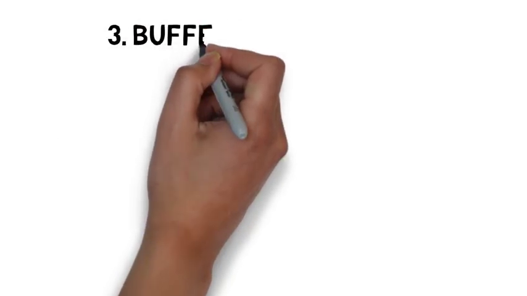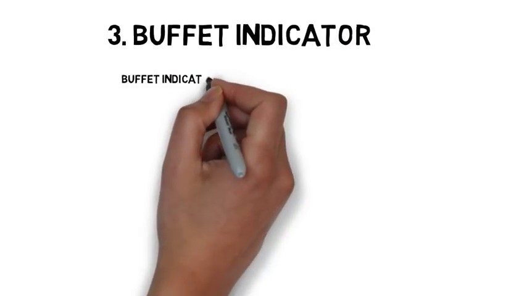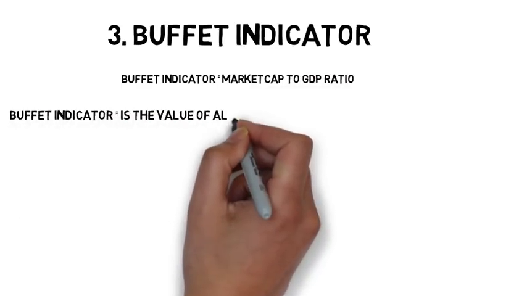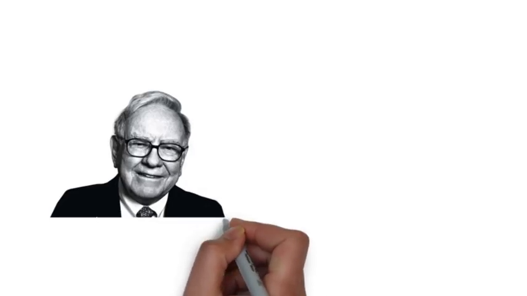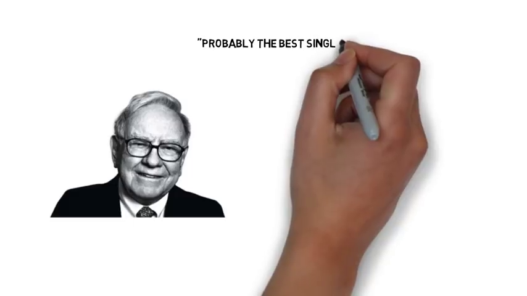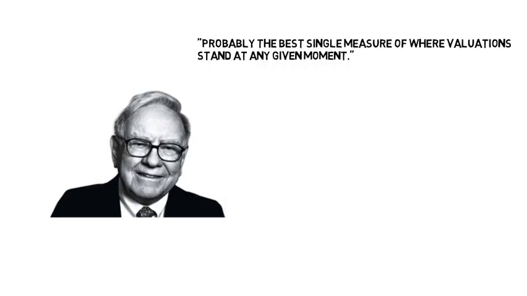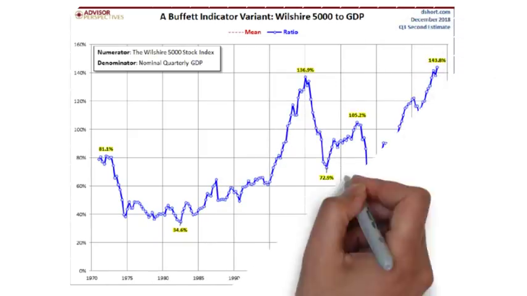Number 3 is the Buffett indicator. The Buffett indicator is also called the market cap to GDP ratio. It is the value of all public stocks in a country divided by the GDP of that country. The stock market cap to GDP ratio has become known as the Buffett indicator in recent years, as Warren Buffett commented to Fortune magazine that he believes this is probably the best single measure of where valuations stand at any given moment. The numerator is the Wilshire 5000 stock index and the denominator is the nominal quarterly GDP.